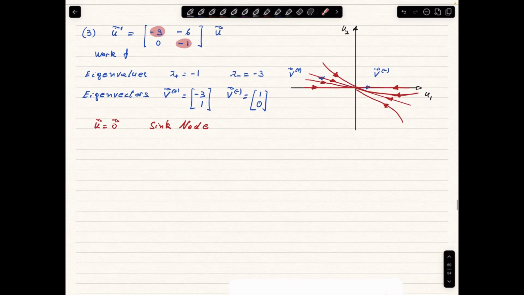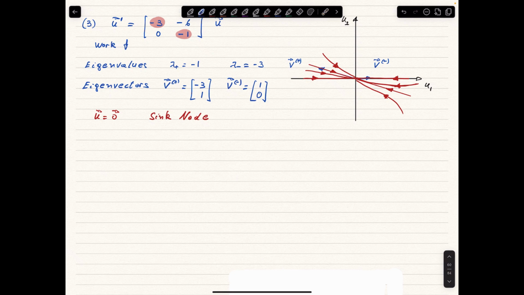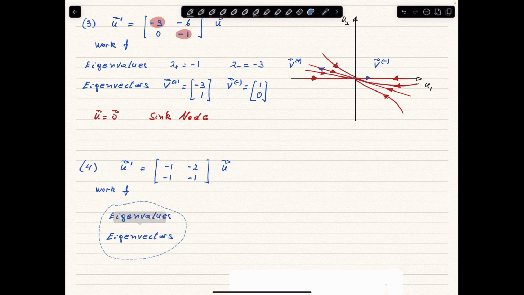And then the very last one. The very last case is, so let's put it here, case 4. We need to study the solutions of the linear system u prime equals, and this is a complicated matrix, -1, -2, -1, -1, acting on the vector u. All right, so now we really need to do some work to discover that the following are the eigenvalues and the eigenvectors.